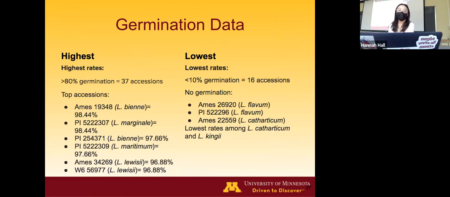So our highest germination rates were those that were greater than 80%. So about 37 accessions of the 150 had germination rates above 80%. All of our top accessions had germination rates in the high 90s, and all of our accessions with very high germination also tended to germinate within the first week or so. We had about 16 accessions that had 10% or less germination. And then we had three different accessions that had no germination at all.